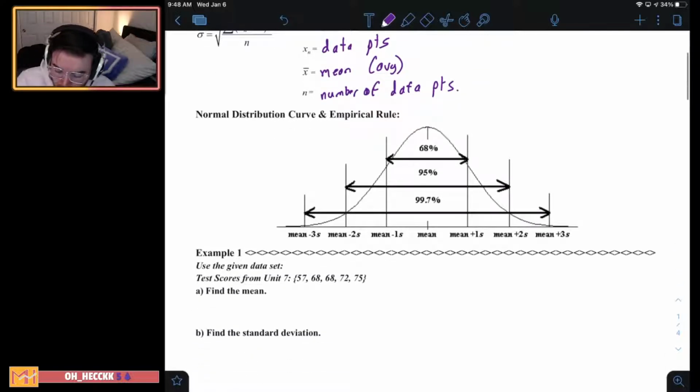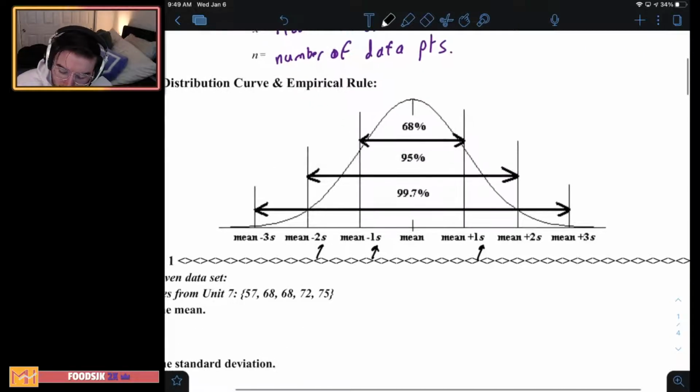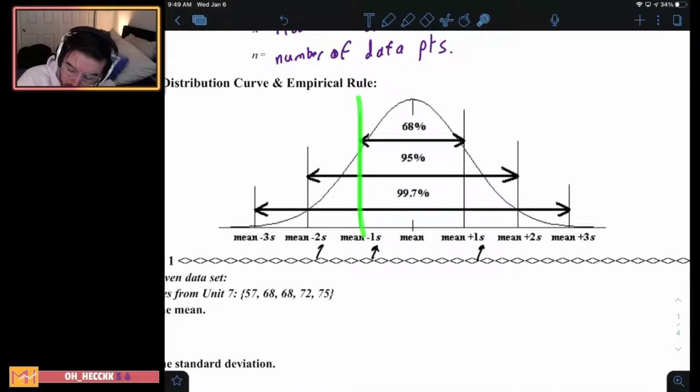So here is what is called a normal curve or a symmetrical curve, and this S right here stands for standard deviation. Standard deviation is a measure of spread, and it helps describe how spread out the data is. In a normal distribution, the data is always spread out the same way, using the following percentages. 68% of the data is always here. 95% of the data is always here.